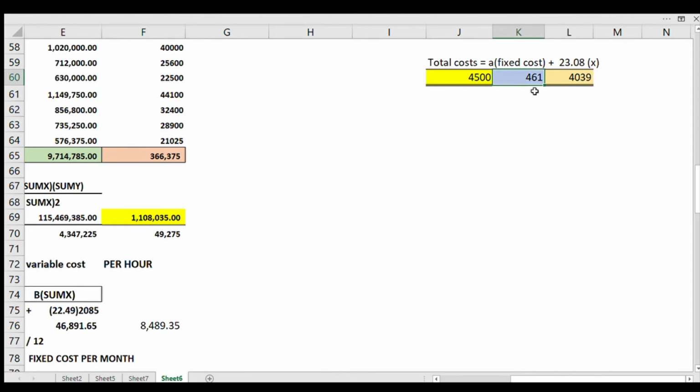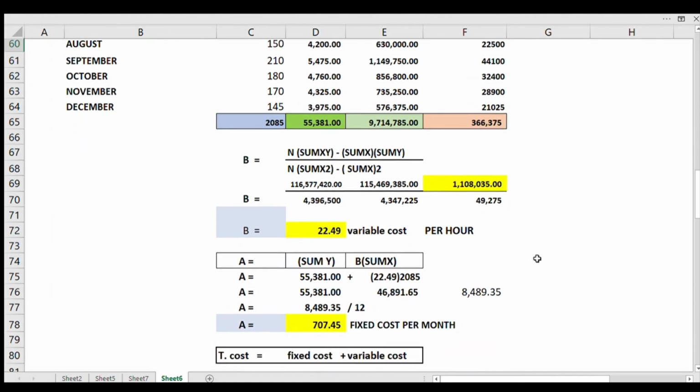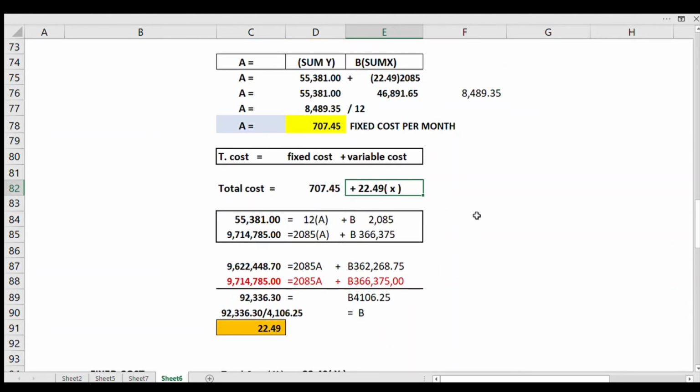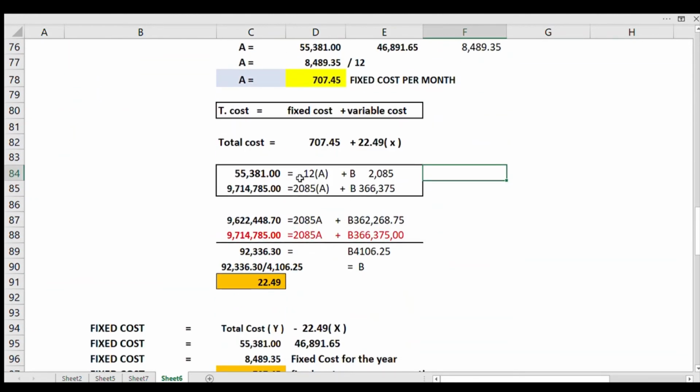Pagkat ginamit natin yung high and low method, meron tayong proof dito. So, at this point, ang ating magiging equation is total cost equals 707.45 fixed cost plus the variable cost, that is the given variable cost per hour multiplied by the level of activity. Gumamit tayo ng another equation. This is the normal equation talaga ng linear equation. Okay, yung cost natin is equals to number of fixed cost plus variable cost times activity. Kaya i-substitute natin at this point.